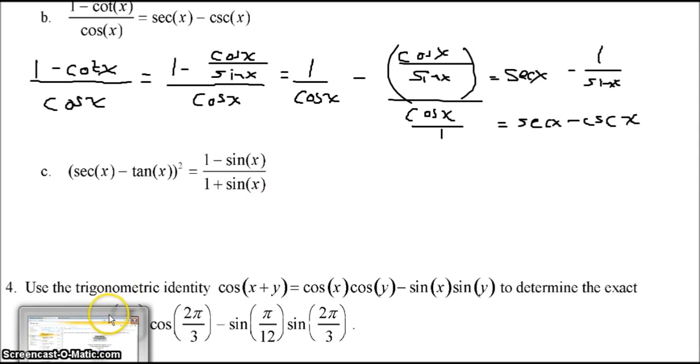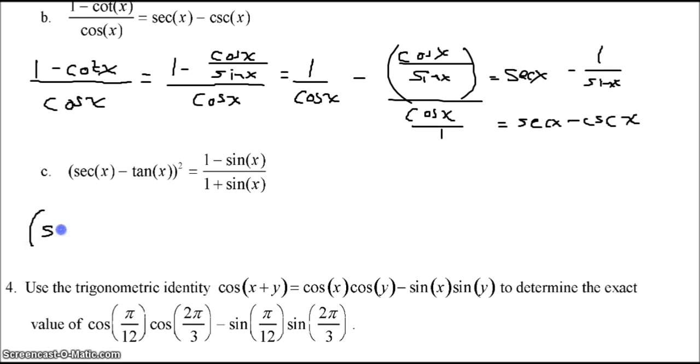Okay, part C. Secant of x minus... One thing you don't get from the video is sometimes I try to solve these and then I take a wrong turn and then I have to start over again because whatever I was trying didn't work. Because these aren't easy, they're sort of like puzzles. Secant x minus tan x squared.